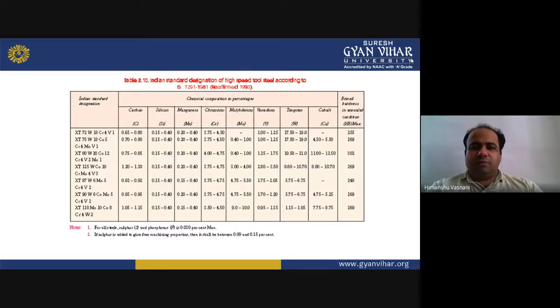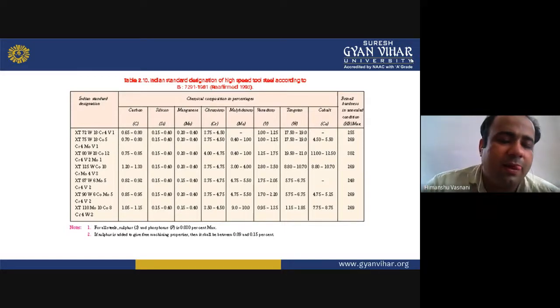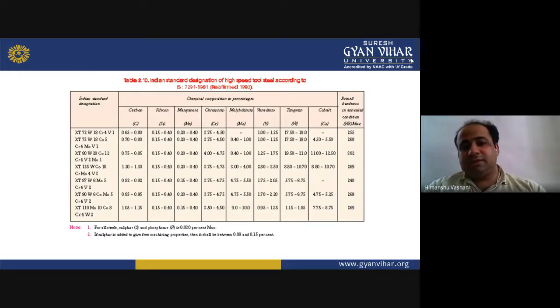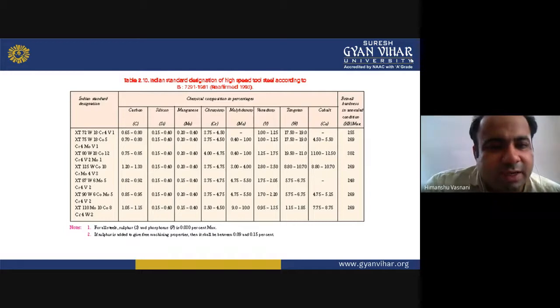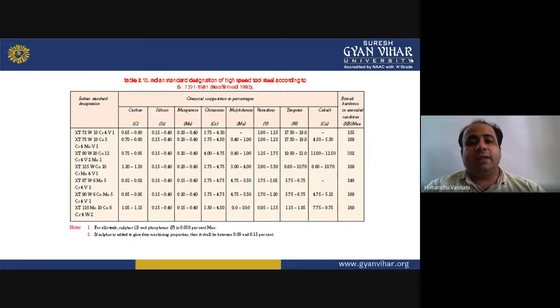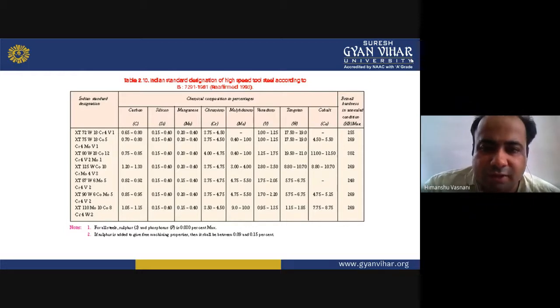Now one of the best combinations is the third combination, if you see, XT80 W12 CO12 CR4 V2 MO1. So what does this combination mean? It has carbon of 0.75 to 0.85, silicon 0.15 to 0.4, manganese 0.2 to 0.4, chromium 4.0 to 4.75, molybdenum 0.4 to 1.0, vanadium 1.25 to 1.75, tungsten 19.5 to 21.0, and cobalt 11.0 to 12.5.